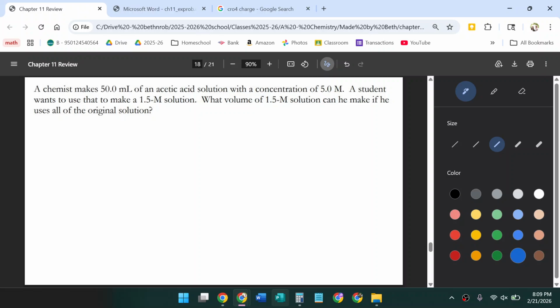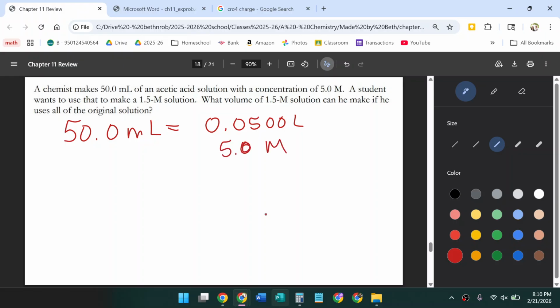And if you notice, we're talking about acetic acid and nothing else. So we don't have to set up a formula for this. So actually, let's use red since we're talking about acids. So 50.0 milliliters, or in other words, 0.0500 liters, and the concentration is 5.0 molarity.